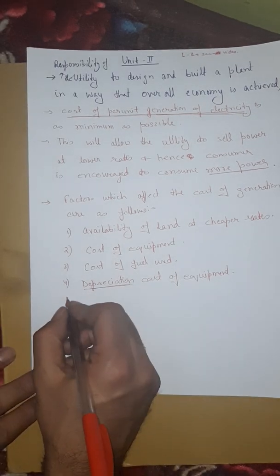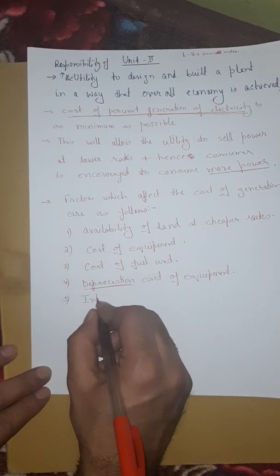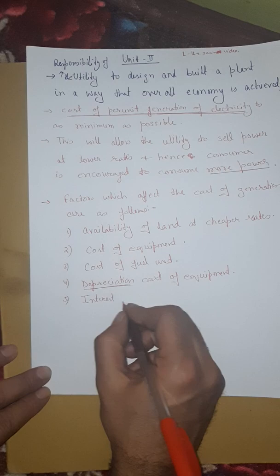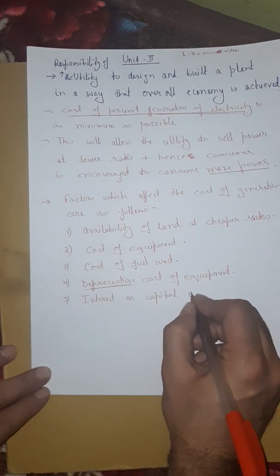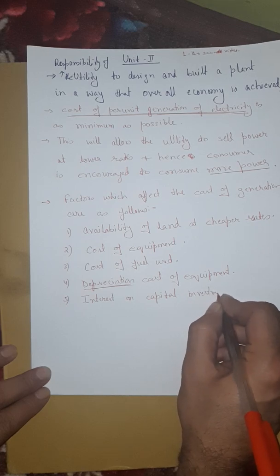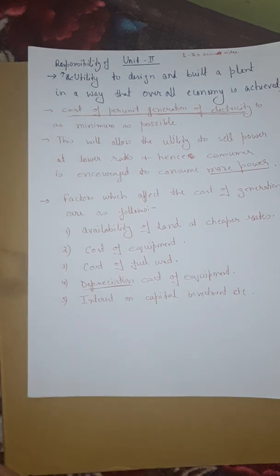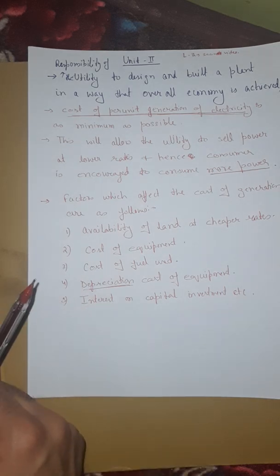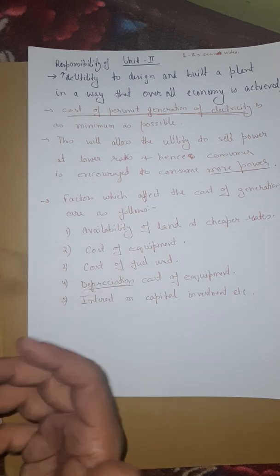Okay, so next is interest on capital investment. Interest on capital investment means, suppose that a particular company is going to install or construct a power plant. For constructing a power plant, they need some capital investment.